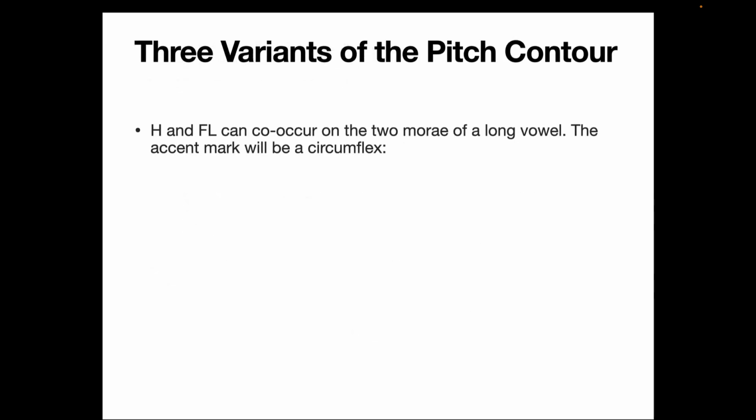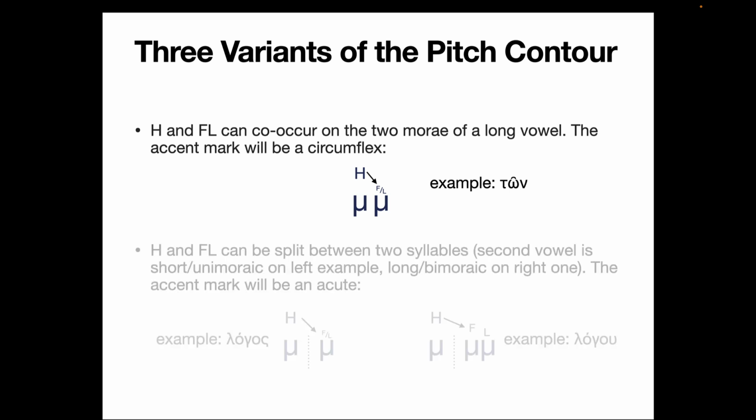And the pitch contour shows up in three related variants. In the first, if you have a long vowel and the high tone happens to be on the first mora, the leftward mora of the long vowel, then what you end up with is that the falling to low part of the contour happens on the very next mora. And you can see this, and that scenario is definitely marked because the accent mark is going to be a circumflex, and that shows you that the high tone and the falling to low tone occur on the same vowel. The high on the leftward mora and the falling to low on the rightward mora.